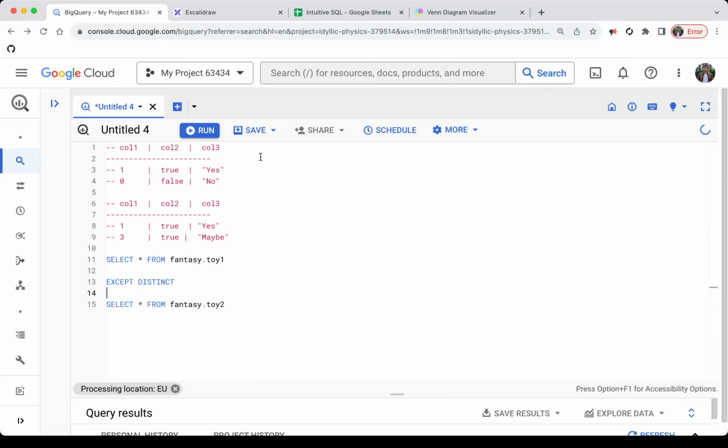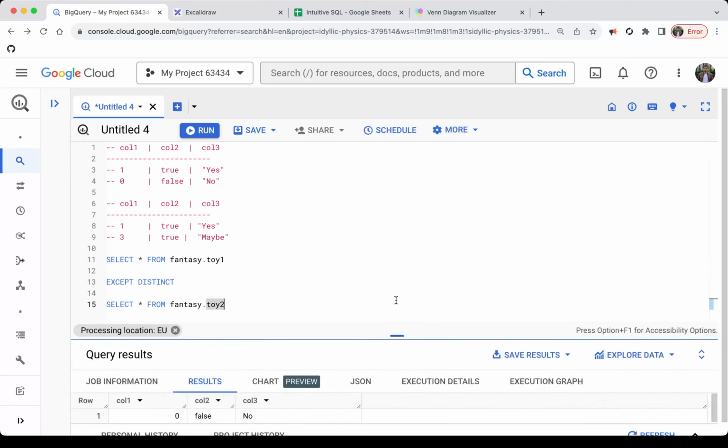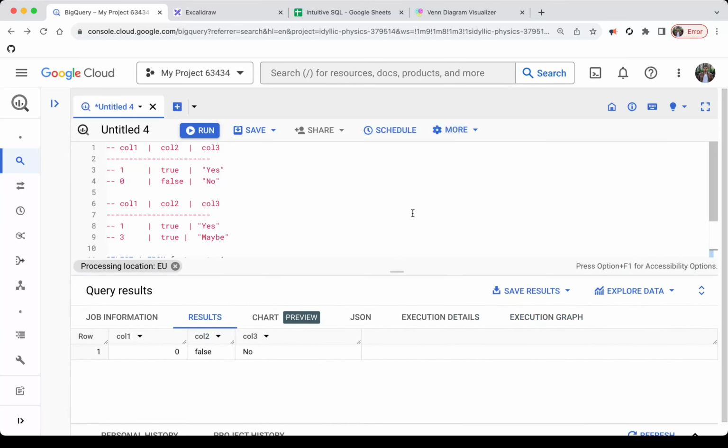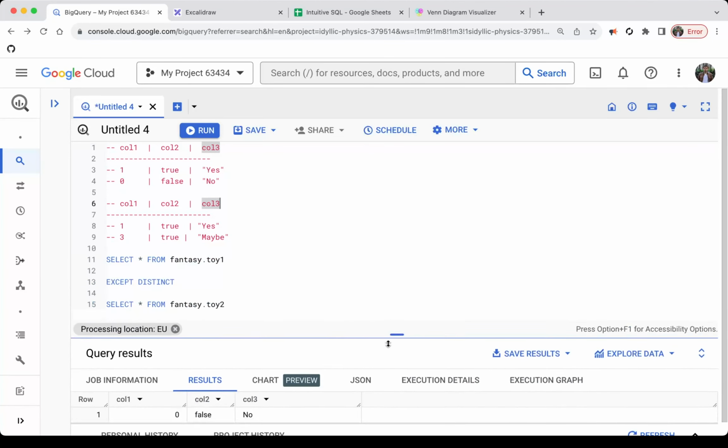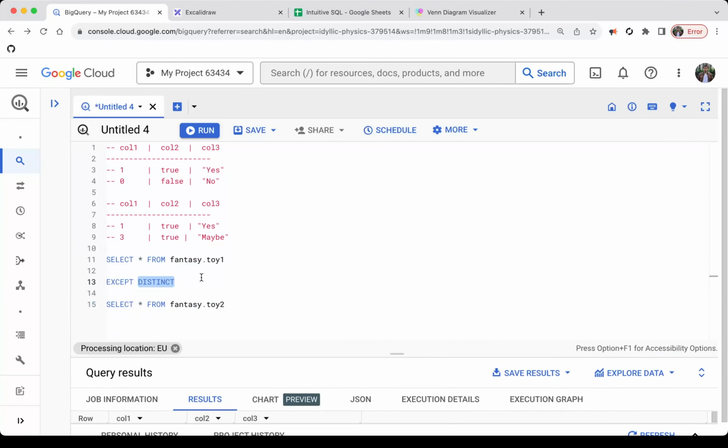So what do you expect to see when I run this? Let's hit run. I expect to see only this row over here, because this other row is actually shared with B. And this is what I get. Again, you have to write except distinct. You cannot write except all because it doesn't mean anything.